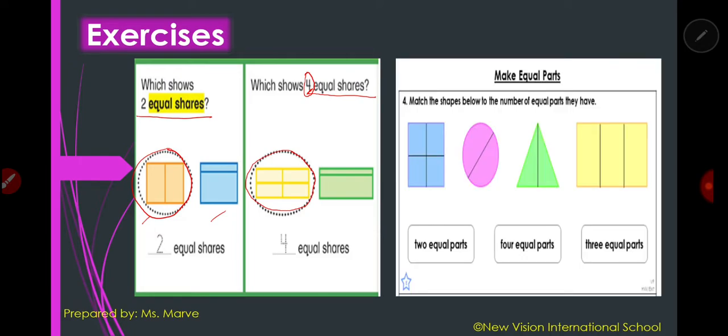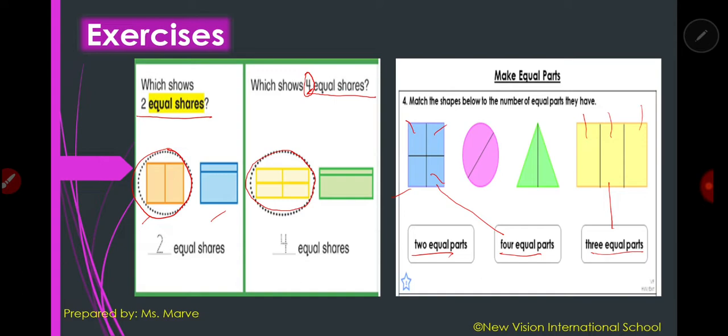On the right side, we are going to match the shapes below to the number of equal parts they have. For example, we need to find the 2 equal parts, the 4 equal parts, and the 3 equal parts. Just count the parts of each shape and decide whether it is 2, 4, or 3. Okay? This is 1, 2, 3, 4. So this is 4 equal parts. This one, 1, 2, 3. So this is 3 equal parts.